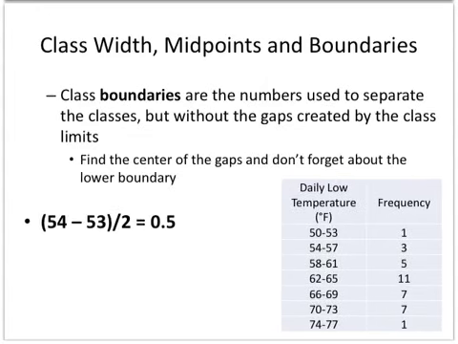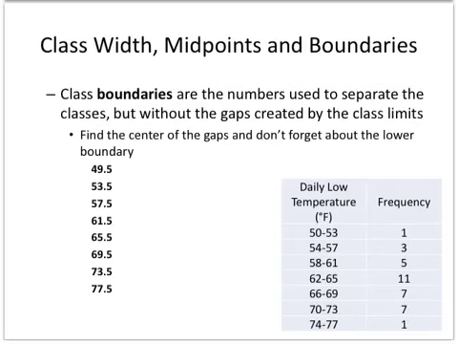If I want to find the class boundaries, these are the numbers used to separate the classes but without the gaps, and they're created by the class limits. How I find these is I look at between 53 and 54. I subtract the low and the high, divide by 2, so I get 0.5, which I'm simply going to add on. So 53 plus 0.5 is 53.5, 57 plus 0.5, 61 plus 0.5, and all the way down. And the part I said don't forget is the lower boundary, I have to do the one before, which would be 49.5.